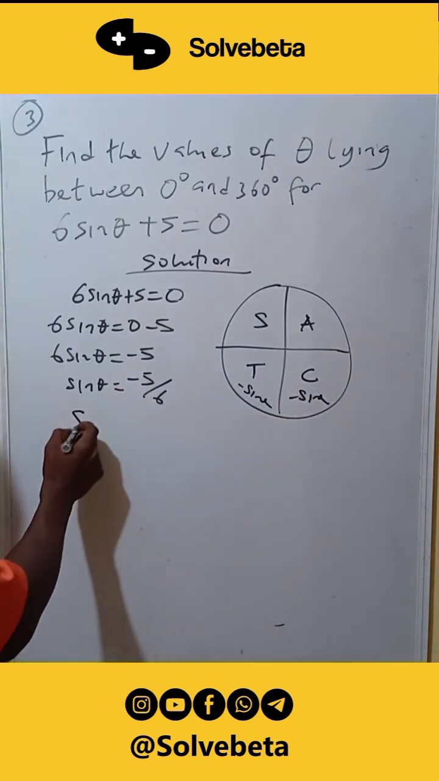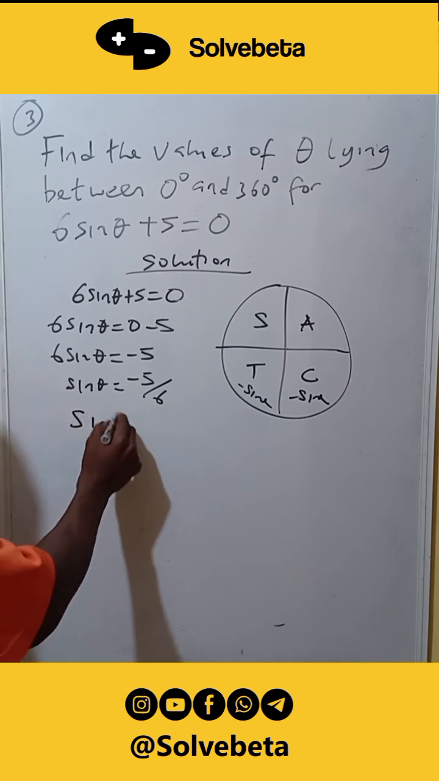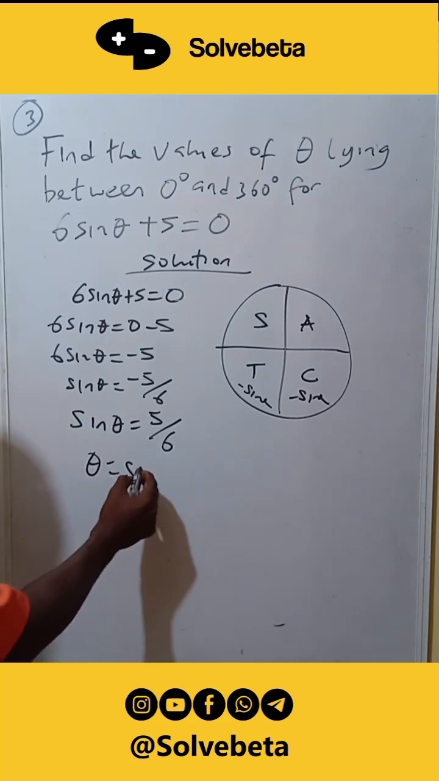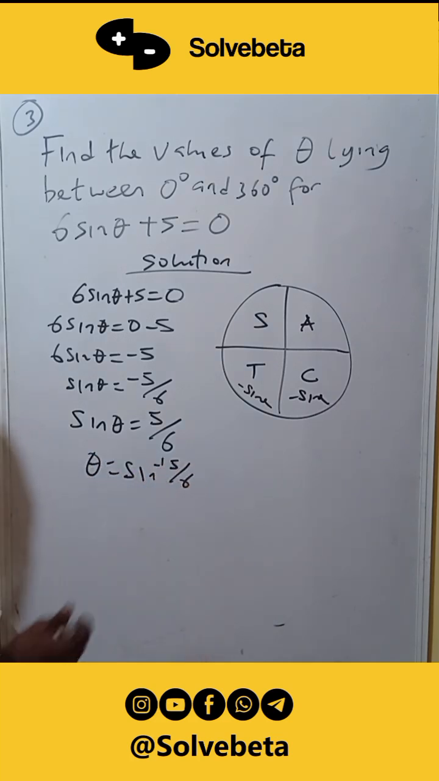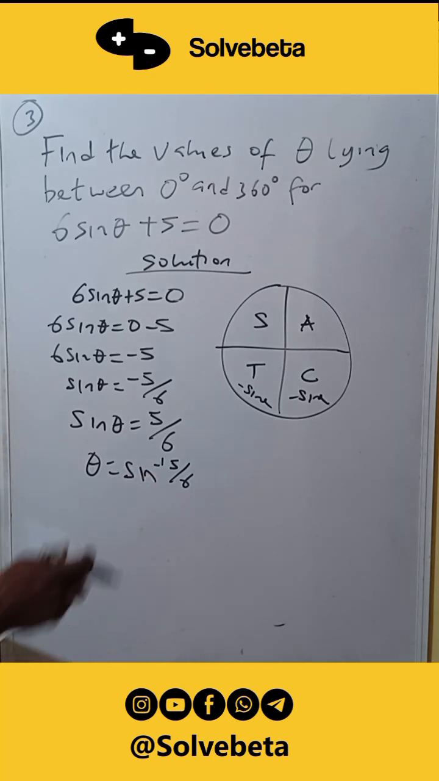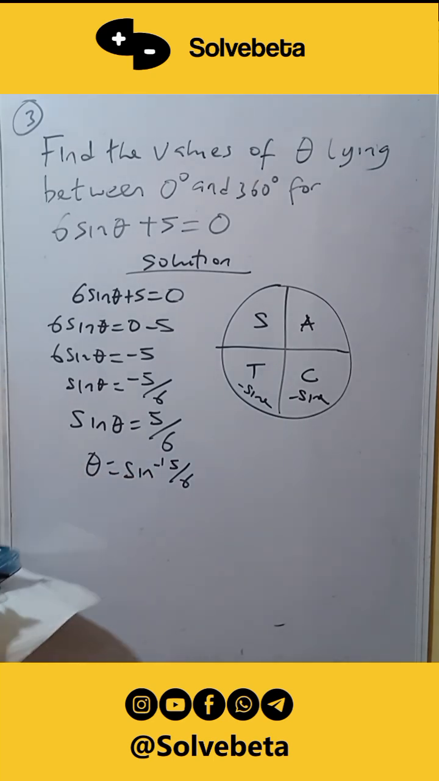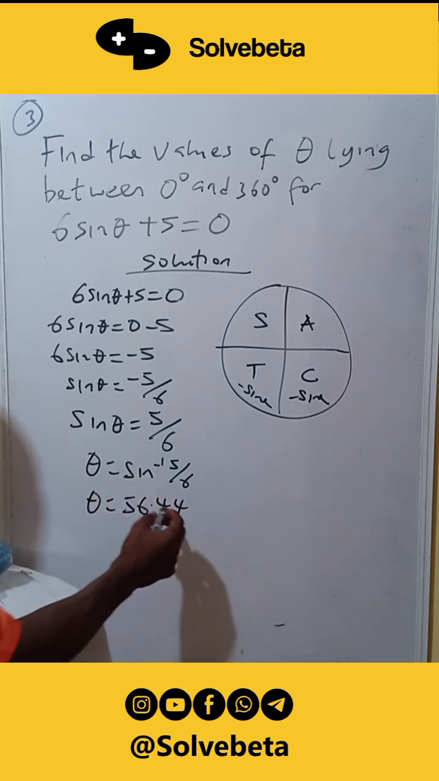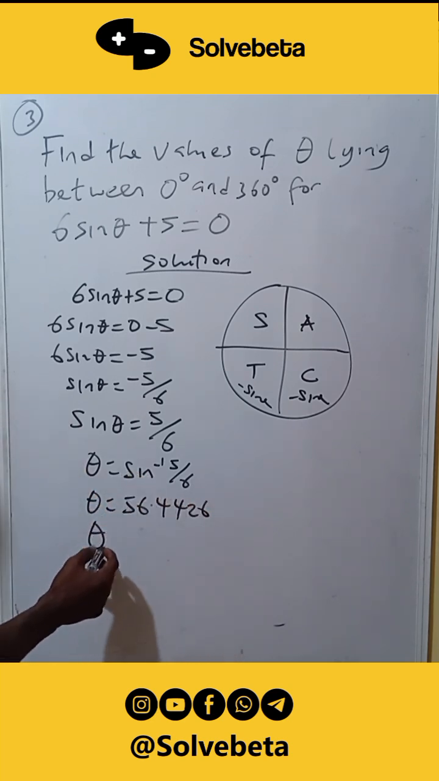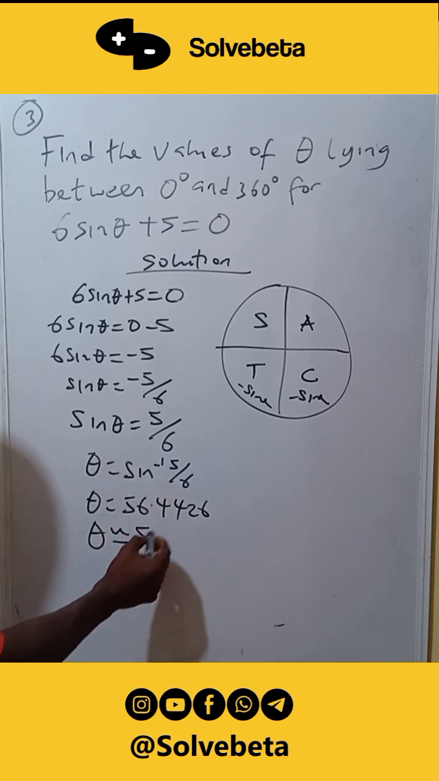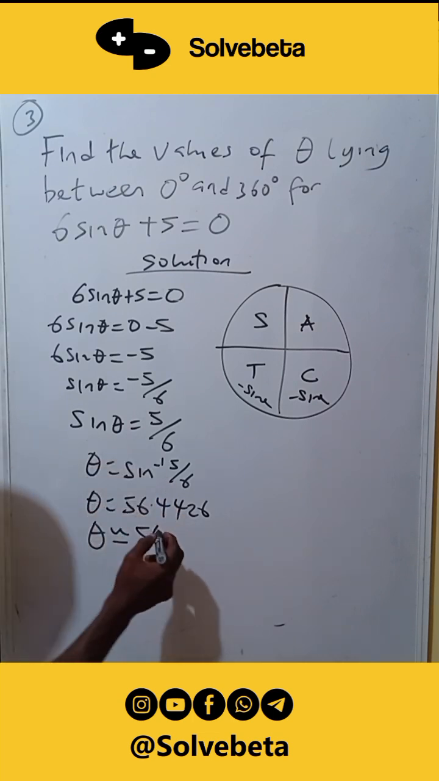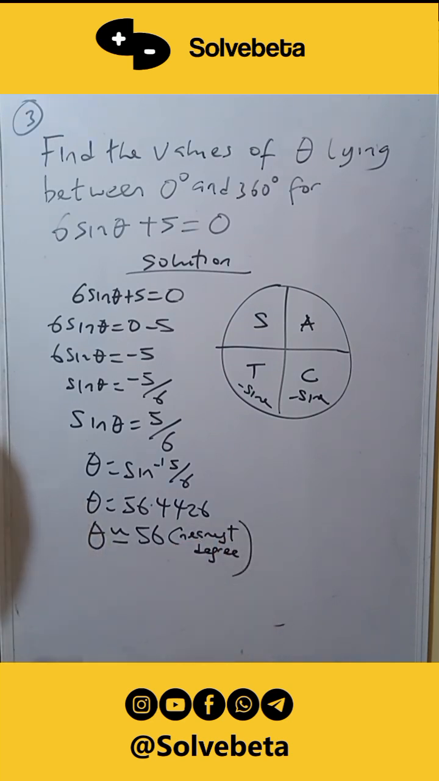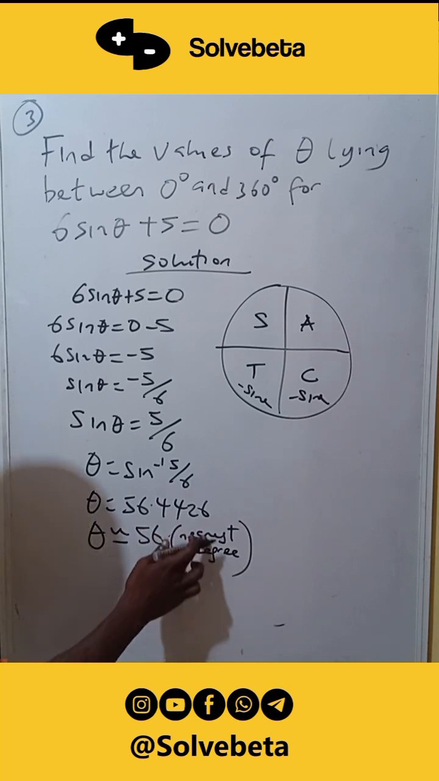Since we know that, we can just solve this without the minus. Then theta is equal to sine inverse of 5 over 6. You can type that in your calculator: sine inverse of 5 over 6, which gives theta equal to 56.4426. Let me approximate this to the nearest degree: 56 degrees. Don't forget in mathematics, if you approximate, you must state it. I've approximated this to the nearest degree.